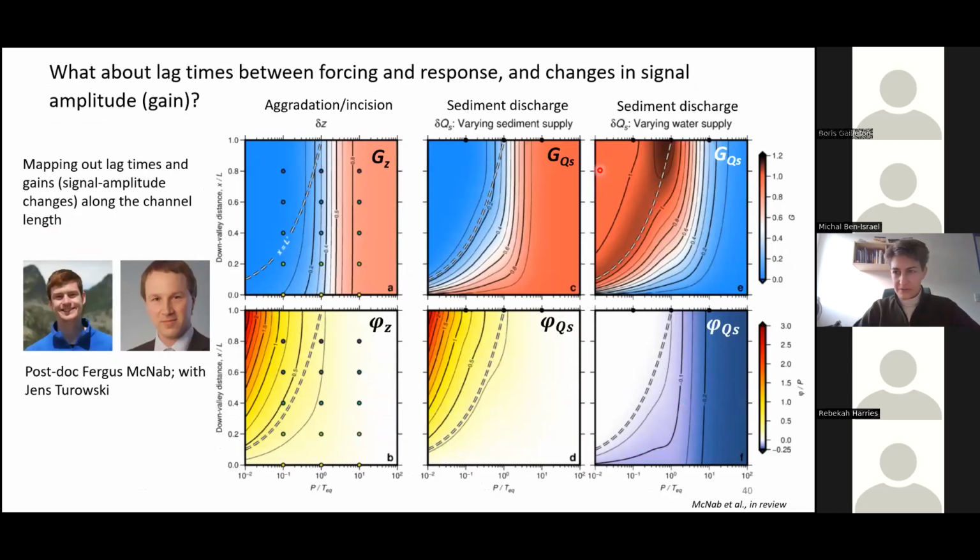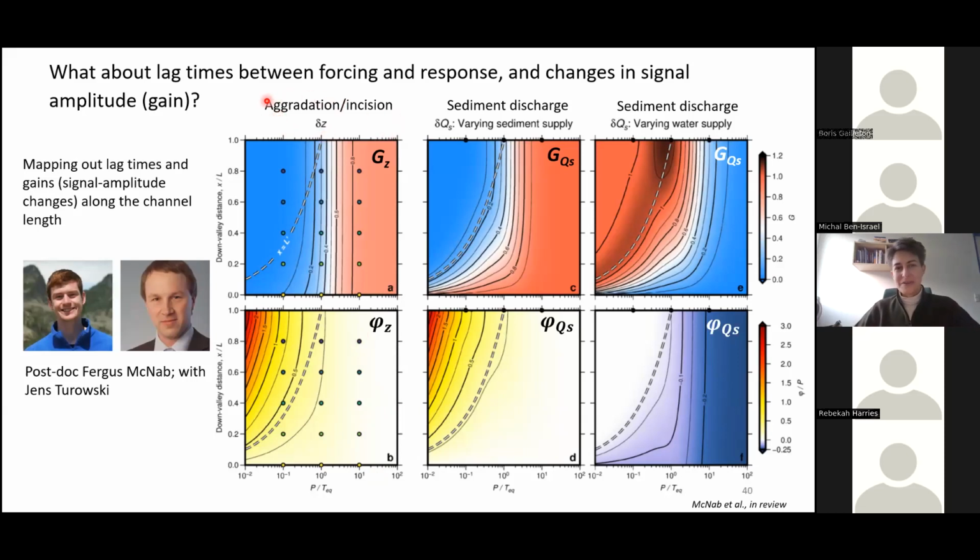So I've actually just shown you a few snapshots of Fergus's results. In detail, he's worked together with Jens Tarewski to use an approach called perturbation analysis of this equation, this model for alluvial channel evolution. And what that allows them to do is come up with an analytical solution to that equation and quantify the gain, which is any changes in the amplitude of a signal, and also a phase shift for any distance downstream, and also any forcing period relative to the system response time. So I'll just try to explain this in a little bit more detail and not go into all the detail that I'm sure Fergus can tell you about.